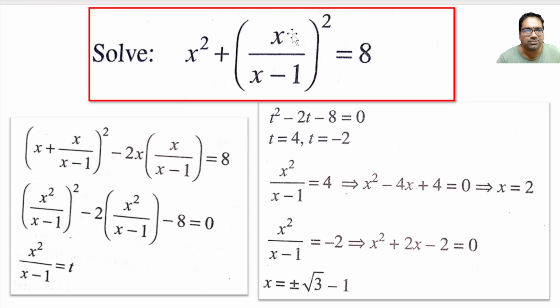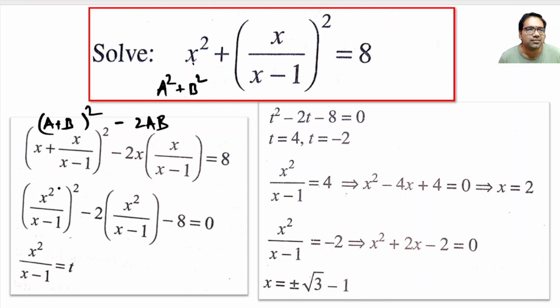This one, a² + b², we can write as (a + b)² - 2ab. Here a is x and b is x/(x-1). So (a + b)², which is (x + x/(x-1))², minus 2ab. Now this becomes x²/(x-1) in both places. Both places it is the same thing.